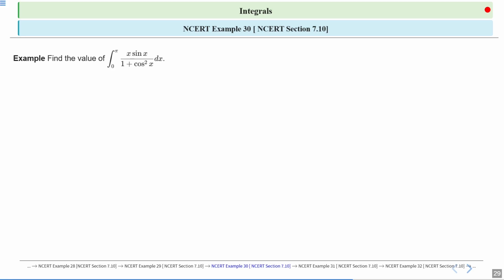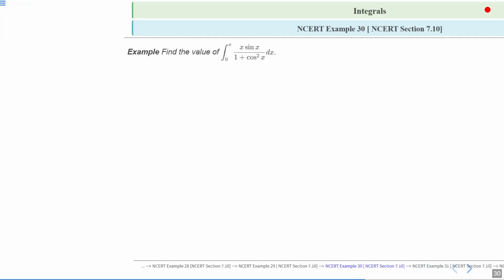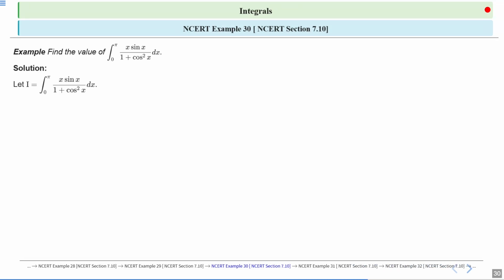Now the next example is: find the value of the integral from 0 to pi of x sin x by 1 plus cos square x dx. Let's consider it as I, equal to the definite integral from 0 to pi of x sin x by 1 plus cos square x dx. Now we use property number 4, that is integral from 0 to a of f x dx is equal to integral from 0 to a of f a minus x dx. Generally you use this property on symmetric functions like trigonometric functions, sine function, cos function.